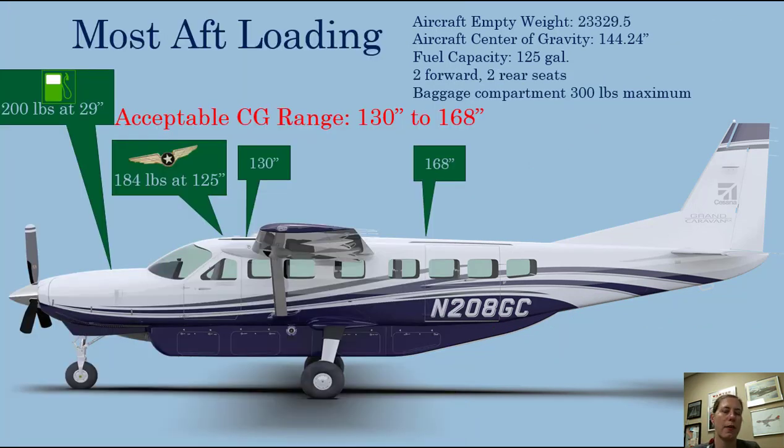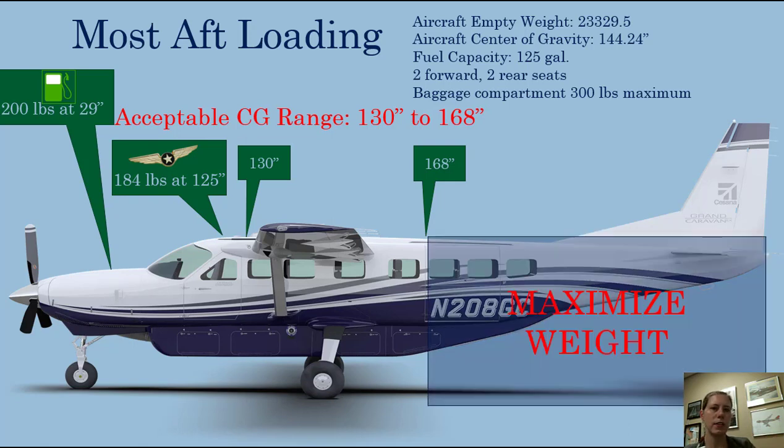Let's look at the most aft condition. Stay with me. It's not that much more additional work. We just have to think that this time we want to maximize everything that is aft, so aft of our rearward limit of 168 inches. So look again at our airplane example. Got my minimum fuel on board. I got my pilot on board. 168 inches is our aft limit. That's where we're going to maximize our weight.